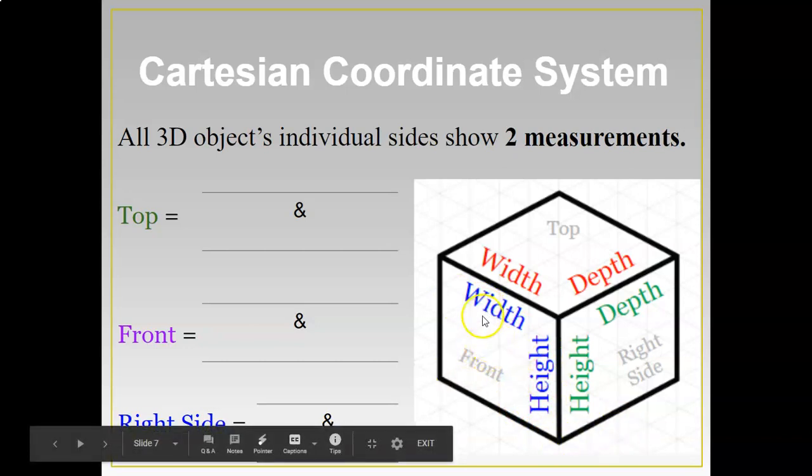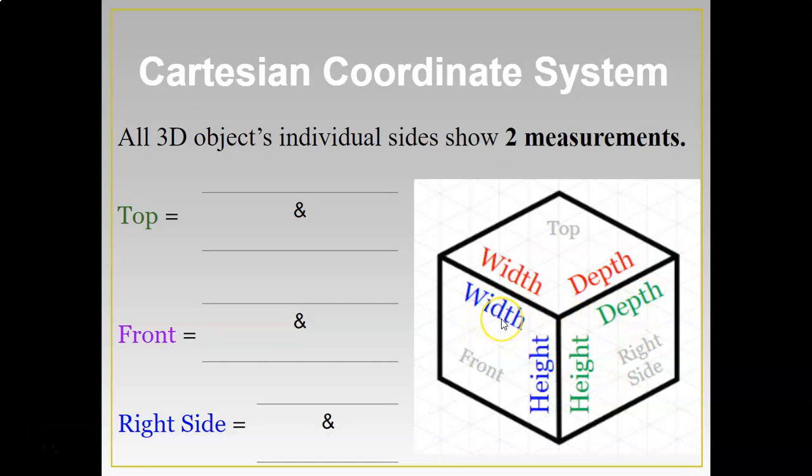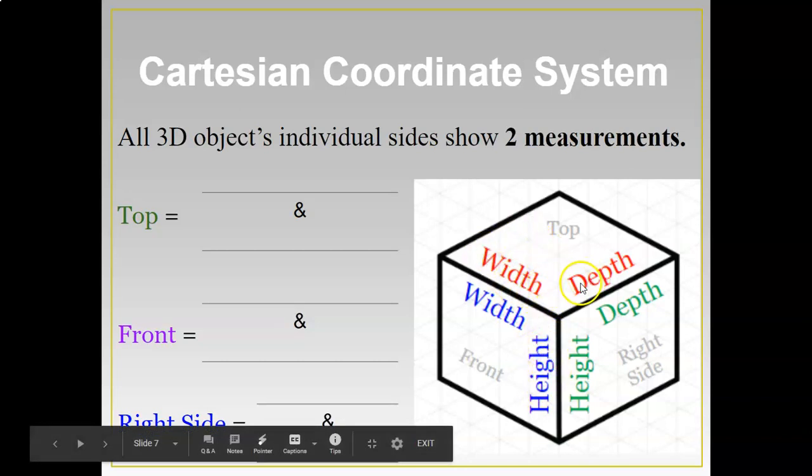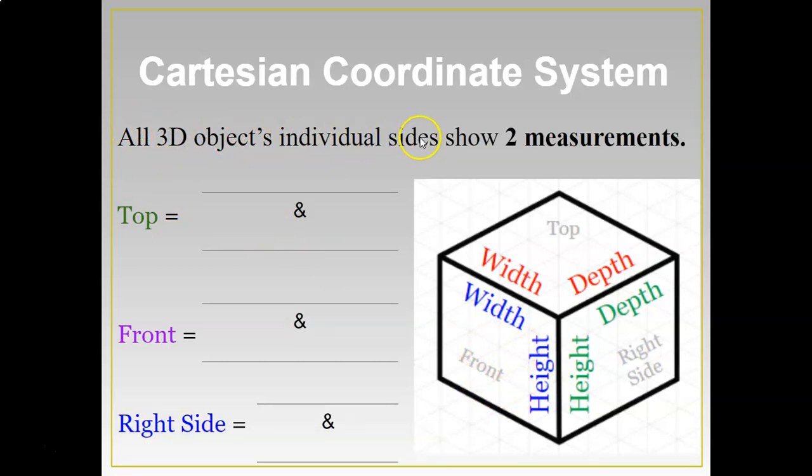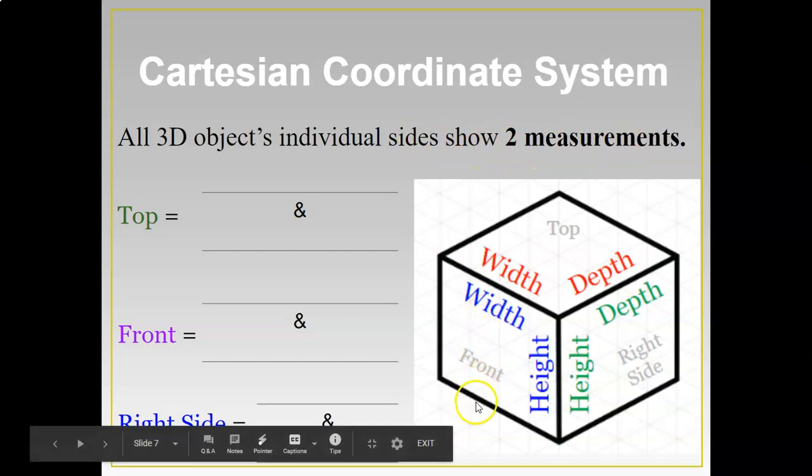Looking at a person from the front, you'd see their width and their height. Okay, you can't really see their depth. You can't see the back of them. If they turn to the side, however, you see their height and you see that depth, but you no longer see width. If you were above them, looking straight down, you can't see how tall they are, so you can't see their height, but you can see their width and depth. So 2D allows you to only see 2 dimensions. So all 3D objects, individual sides, show 2 measurements because the individual sides are only a 2D view.